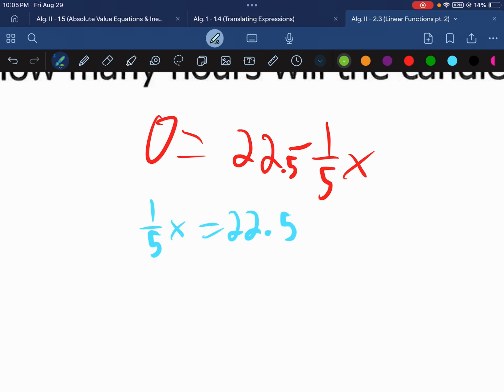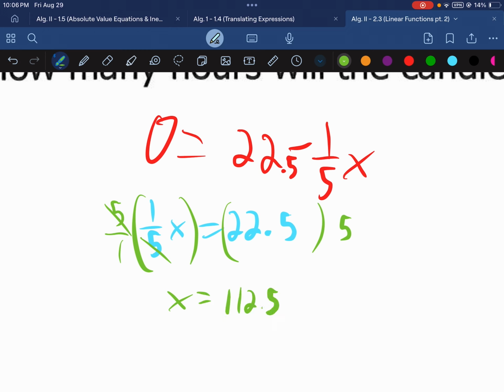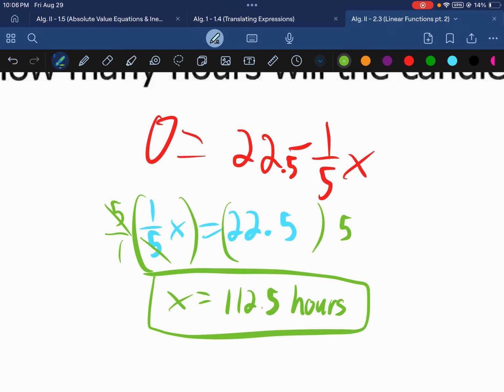Now at this point, I have to multiply by the reciprocal to get x by itself, so I can multiply by 5 or 5/1 if you prefer. And that leaves us with x being 112.5. So this candle will last for 112 and a half hours.